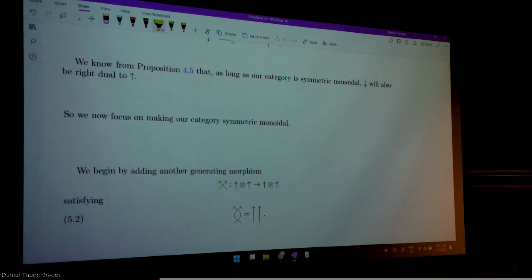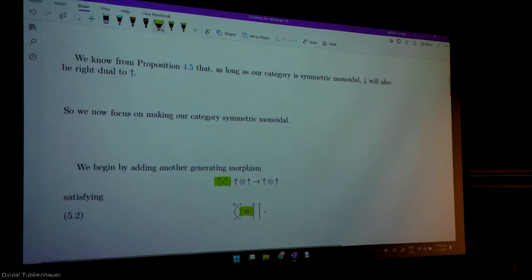Okay, so we want to make it symmetric monoidal. That's our goal now. So we've got to add in a crossing. Let's add in a crossing just for the up arrows. And then we need to start adding in some relations. This should be a symmetric monoidal category, so we need to have this relation. So we'll put that in as a relation.